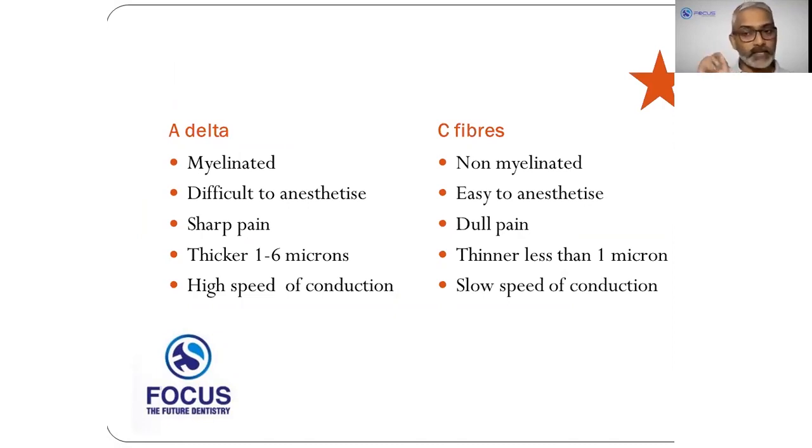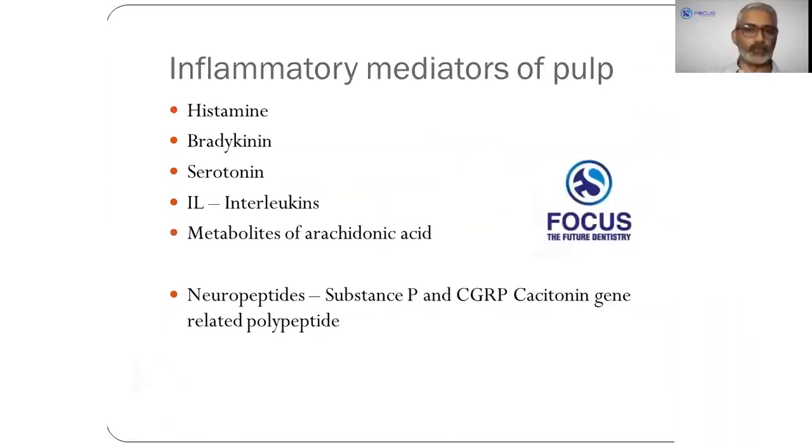C fibers can be easily anesthetized. A delta fibers are concerned with the sharp pain that you feel inside the tooth, whereas if your patient is telling dull pain, that is because of the C fibers. A delta fibers are thicker, C fibers are thinner. A delta have high speed of conduction, C fibers have low speed of conduction. So I'm sure that it's very clear to you.